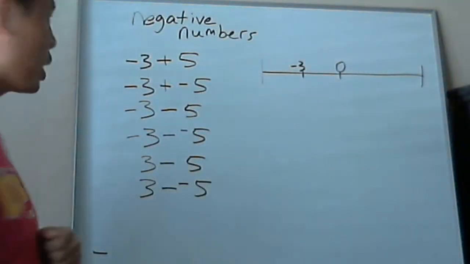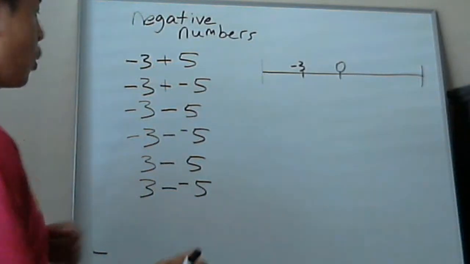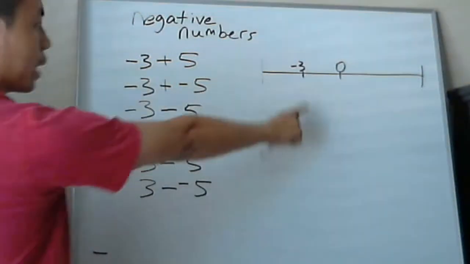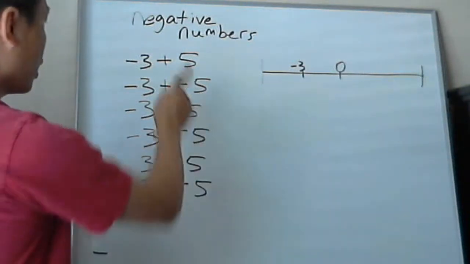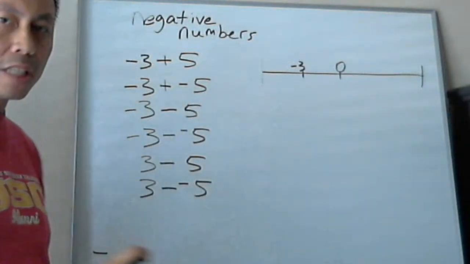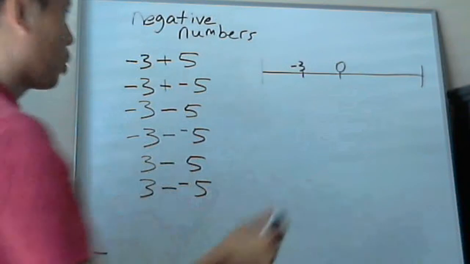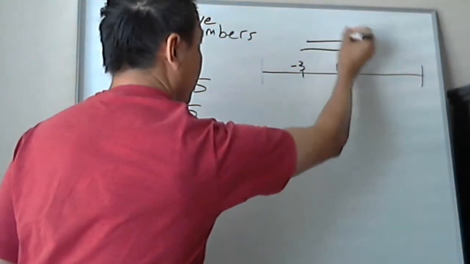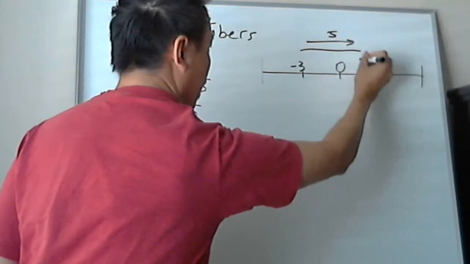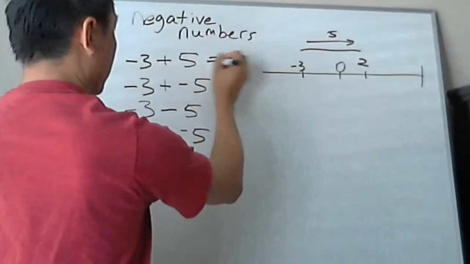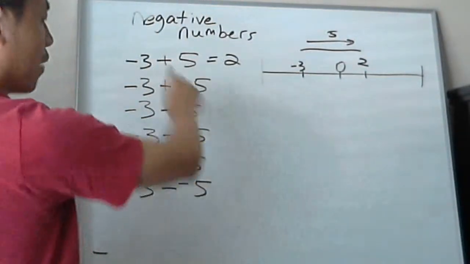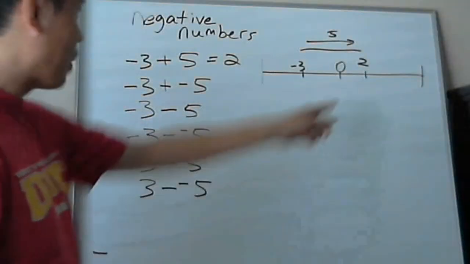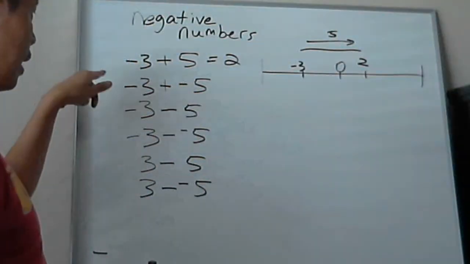And you have -3 plus 5. The way I like to interpret it and visualize it is that you start off with -3 on the number line, right? And if you're going plus 5, what happens? Plus 5 means you go to the right of the number line, right? So you go 5 spaces to the right, and you end up at 2. So the answer is 2. If you count 5 spaces, you get 1, 2, 3, 4, 5. So you end up at 2. So that's how you do that one.